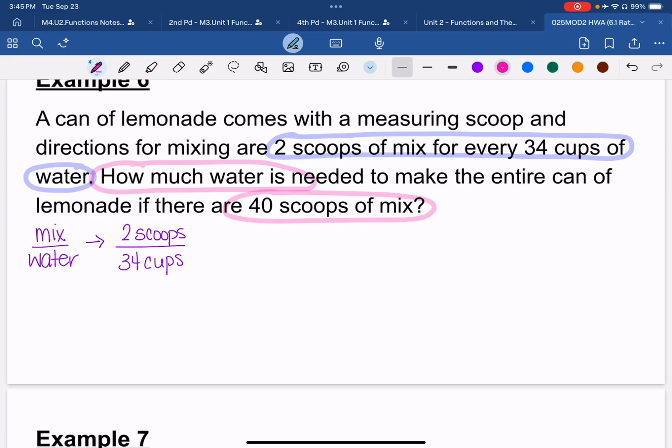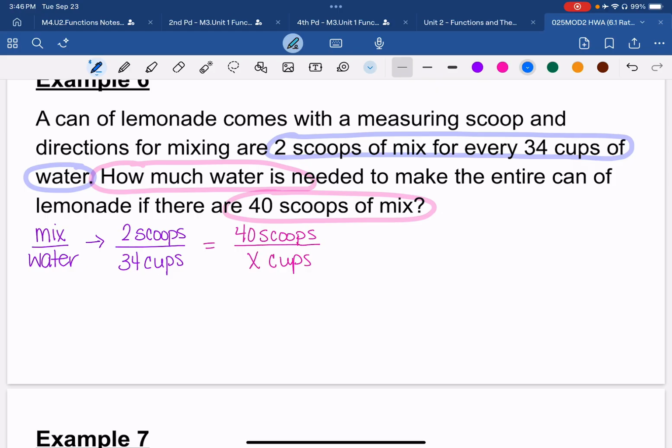So if I then go in and I say, okay, well, I don't know about the water, but I do know that I've got 40 scoops. Well, anytime we have an unknown, we're going to use X. Water's cups. And there's my ratio, there's my proportion. Because proportionally, I want it to be the same as what the measuring says. So here's my proportion. Now I just need to solve it.